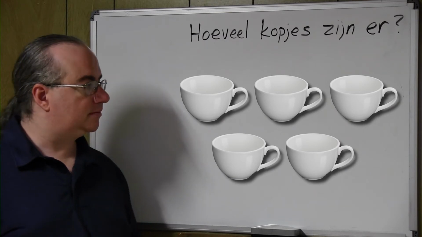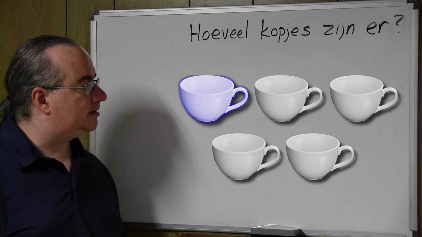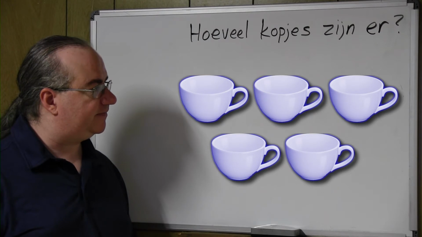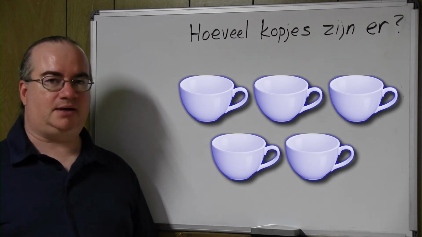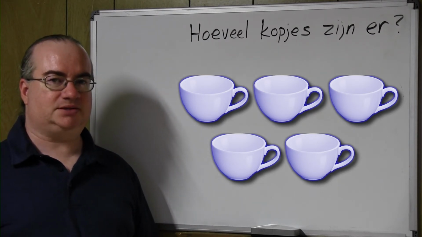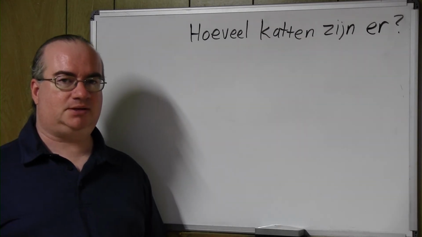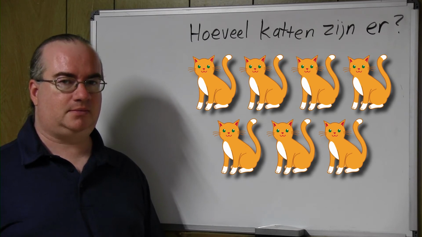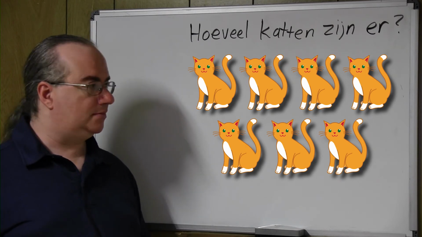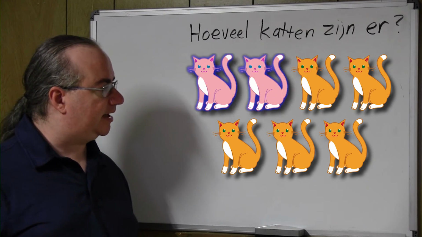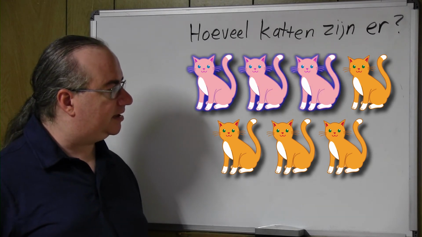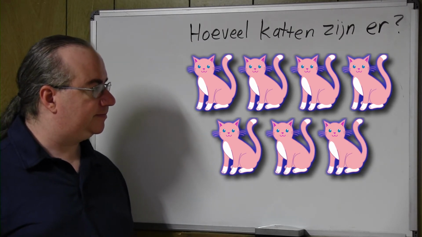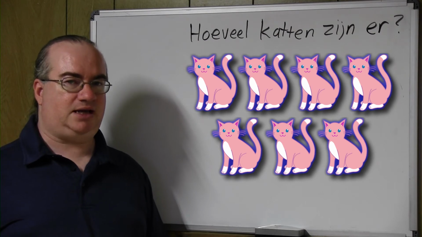Eén, twee, 3, 4, 5. Er zijn 5 kopjes. Hoeveel katten zijn er? 1, 2, 3, 4, 5, 6, 7. Er zijn 7 katten.